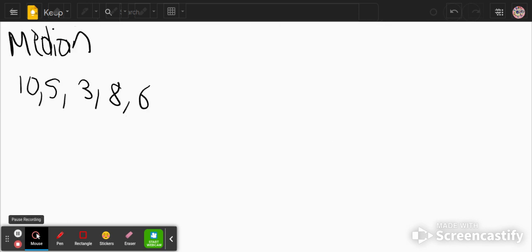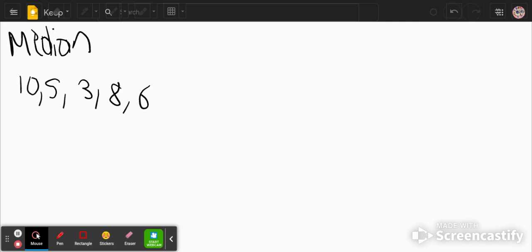Okay, so the median we're moving on to. The median is basically finding the number that is in the middle, the middle number. To do this, we need to arrange these numbers. On the screen, we have our 10, 5, 3, 8, and 6. We need to arrange them in ascending order. Ascending order is basically arranging them from smallest to largest.